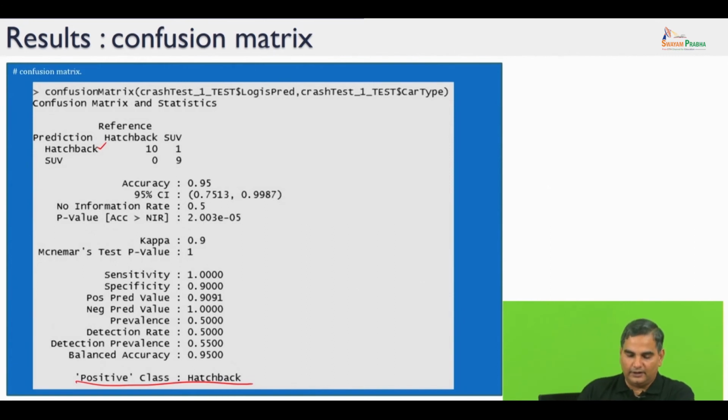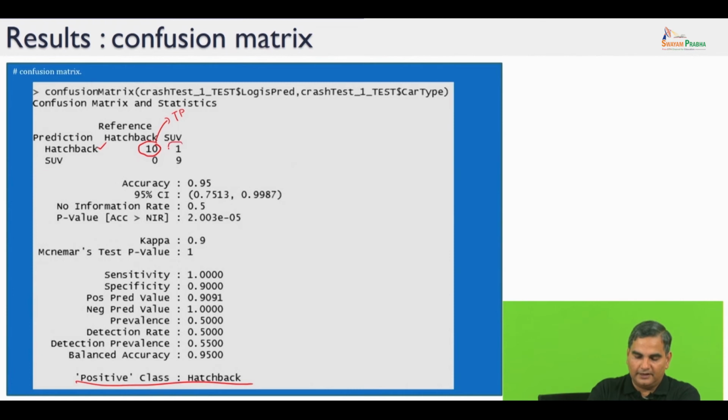So, now let us look at this and see whether we can do all these calculations for this example. Let us look at this number, we will see what this is. The prediction is hatchback and the truth is also hatchback. So, this is true positive.